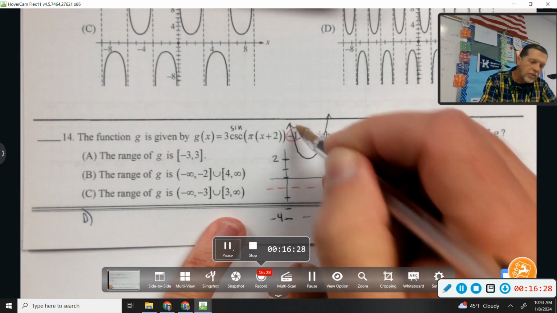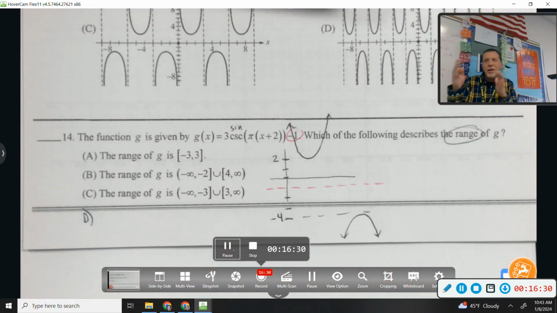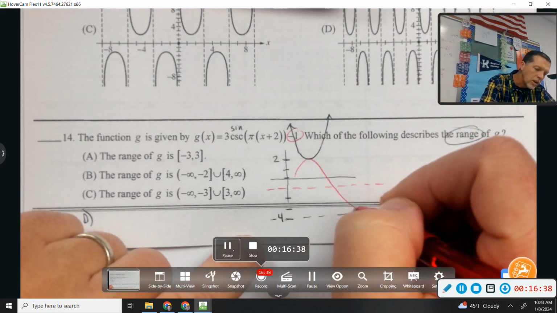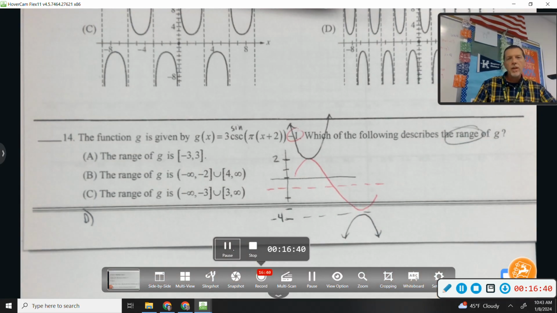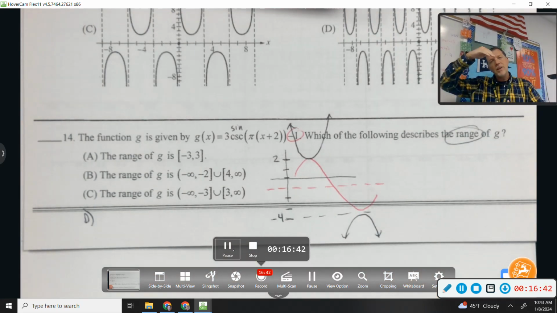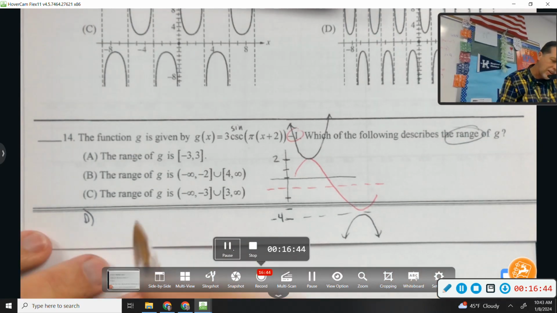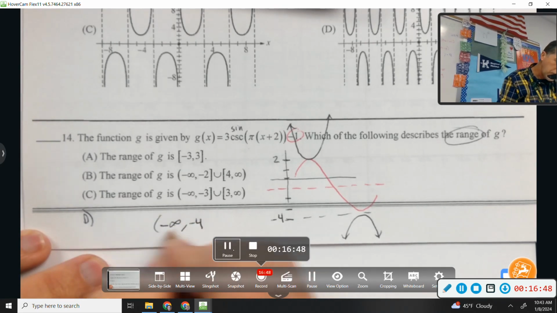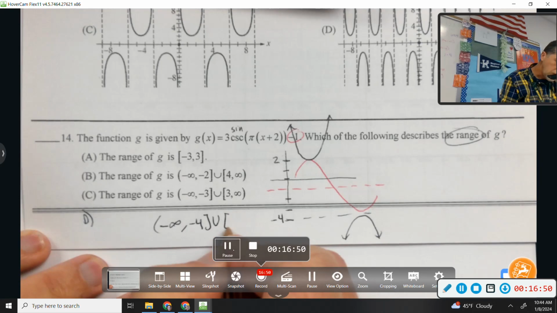So I'm not graphing the whole thing because I don't care about the left-right period stuff. Range is the y stuff. So I know my sine graph will be between -2 and 4. And so the cosecant will be greater than 2 and less than -4. So -infinity to -4 and 2 to infinity.